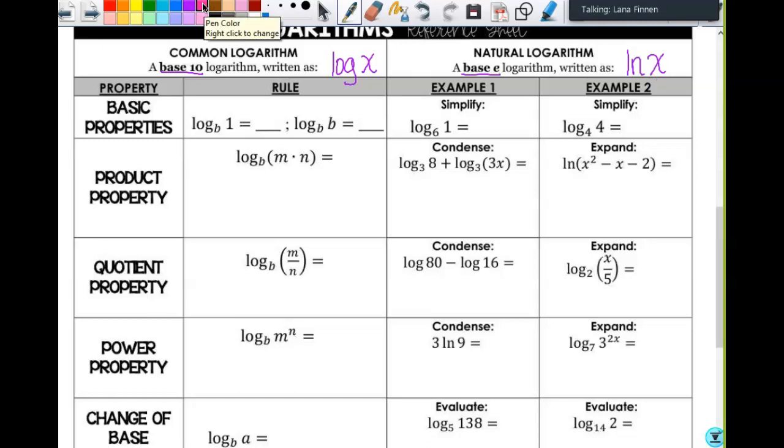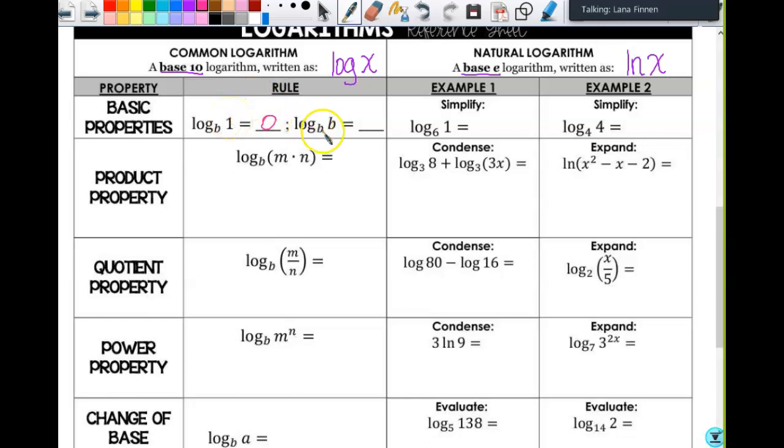All right, so some basic properties. Log base b of 1 equals, so no matter what the base is, if I take the log of 1, what am I going to get? 0, because b to the 0 power gives me 1, right? B to the 0 power gives me 1.